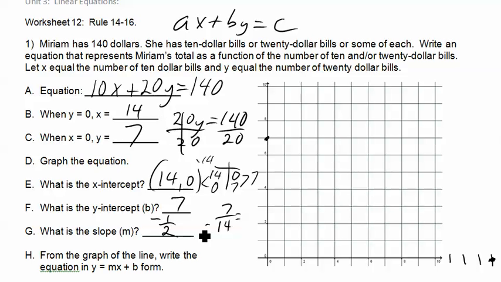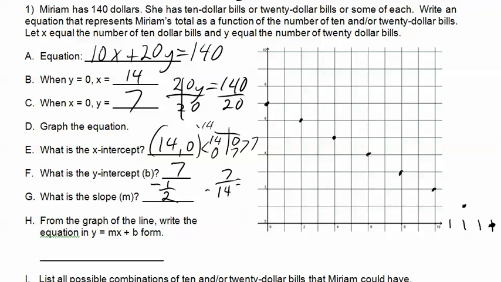So now I'm going to actually use this to draw my line much better. So I'm going to go down 1 over 2, down 1 over 2, down 1 over 2. There we go. So from the graph of the line, write the equation in y equals mx plus b form.